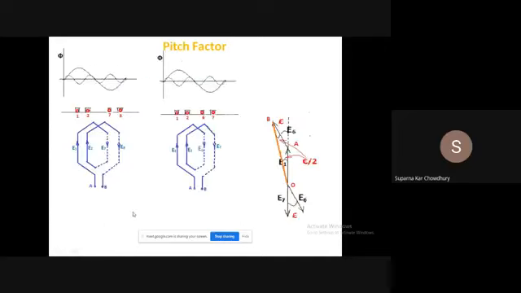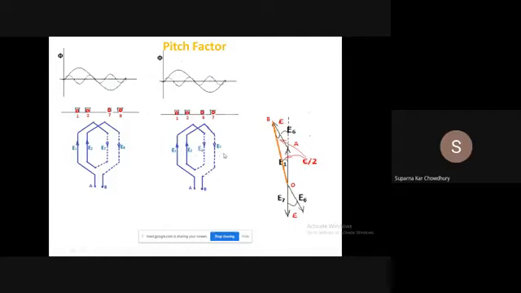Now next is the pitch factor. What I have shown earlier is a full pitch winding for which we have derived the distribution factor. Full pitch means the two coil sides are 180 electrical degrees apart. Now instead of connecting 7, we can connect 6 also with 1, that is 1 and 6, 2 and 7. This way also we can connect.